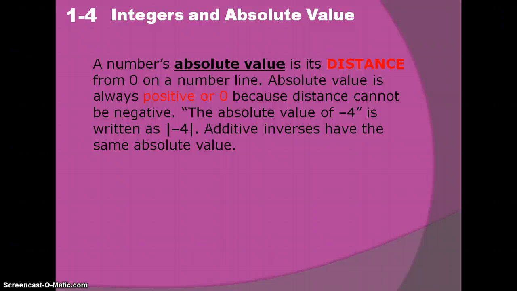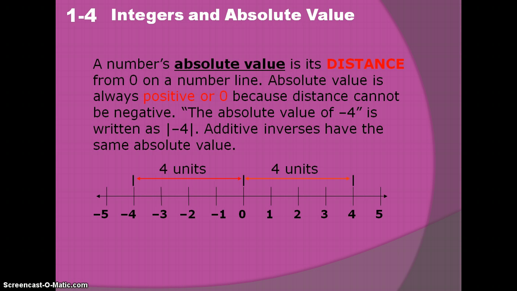So the distance that we find absolute value with is from 0. So if you picture a number line, 0 is always your center point. So the absolute value of -4 would be 4 spots away from 0. Absolute value is recognized by the 2 straight lines on either side of the operation or number. What you'll also notice is that the absolute value of +4 is 4. So additive inverses have the same absolute value.